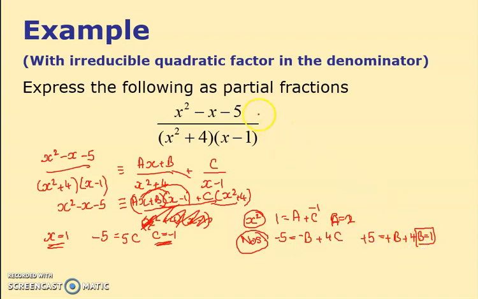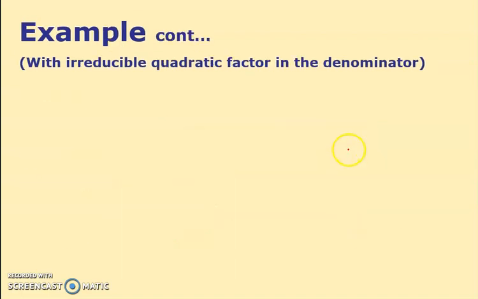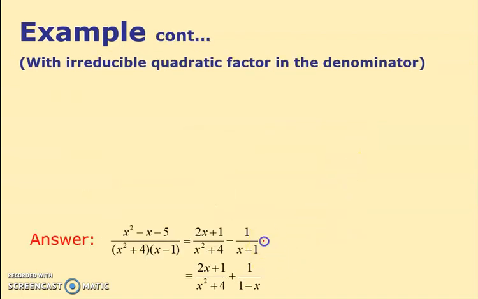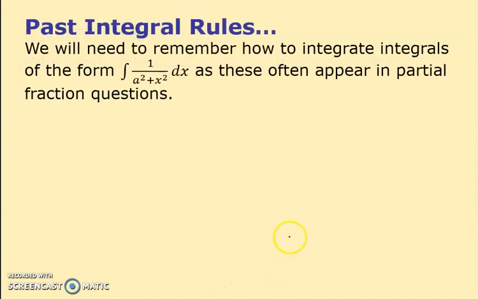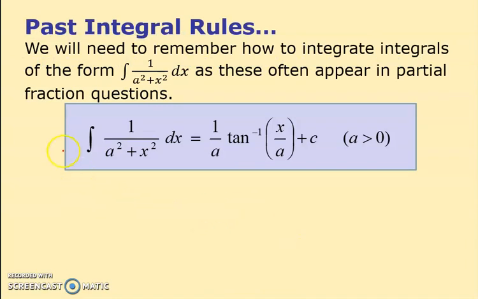As an answer, so how do I write this? I've got ax plus b over, so I've got 2x plus b. What was b? b was 1. Over the x squared plus 4, plus c, which is minus 1, over the x minus 1. There you go. And that can be written like that, and also, interestingly, like that. Don't forget these, we will need these.